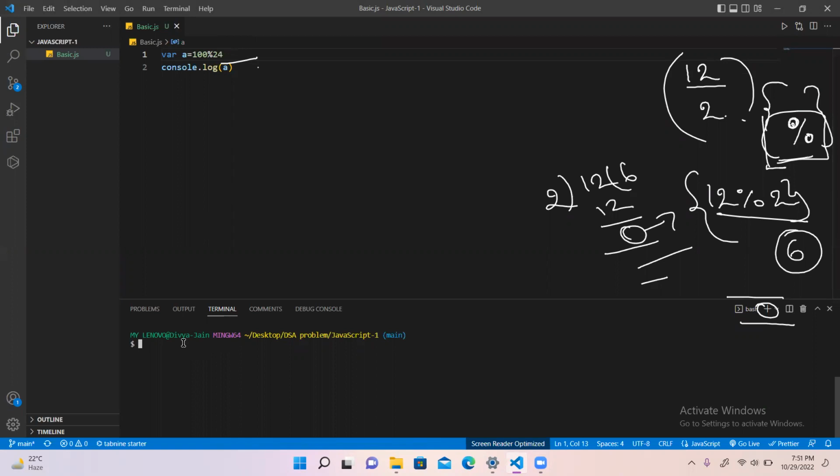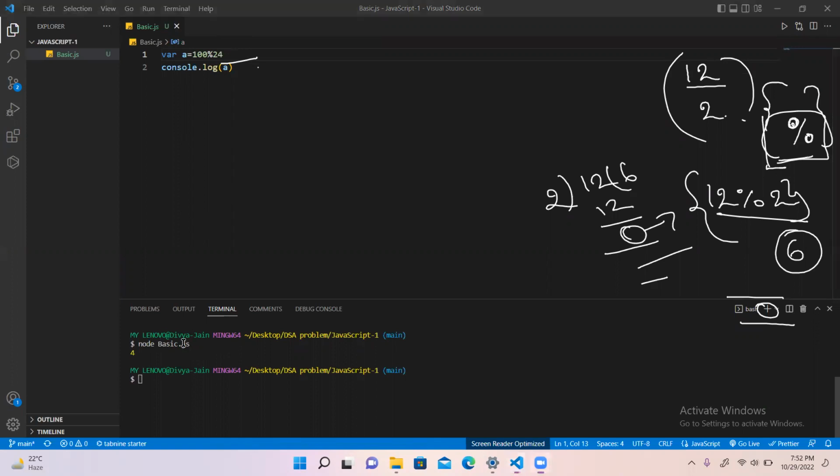So in this condition, you get an output of a modulo. Okay, so write node basic.js. Now you get a modulo answer of 4. How to get that? So let's check.